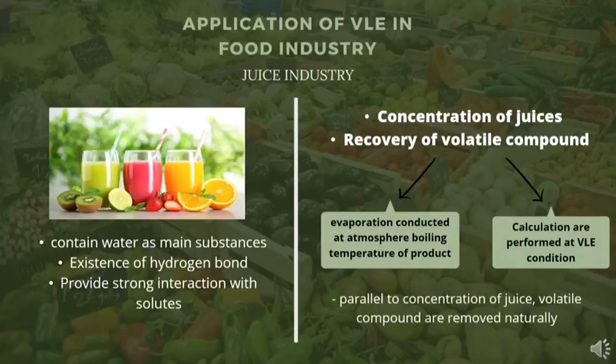In parallel to the concentration of juice, volatile compounds are removed naturally during the processing. These mixtures of volatile flavoring of juices are commonly used in the food industry, and their recovery brings an economic gain in industry.